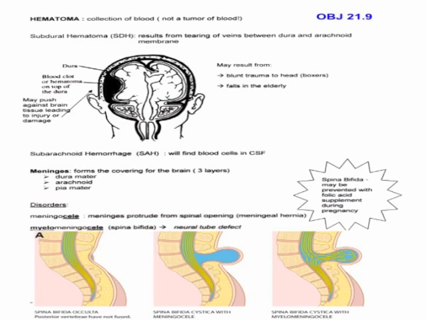A subdural hematoma results from tearing of veins between the dura and arachnoid membranes. Next is the meningocele, or when the meninges protrude from the spinal opening, such as a meningeal hernia, or a myelomeningocele or spina bifida, which is a neural tube defect seen in infants. To prevent spina bifida, folic acid during pregnancy is recommended.